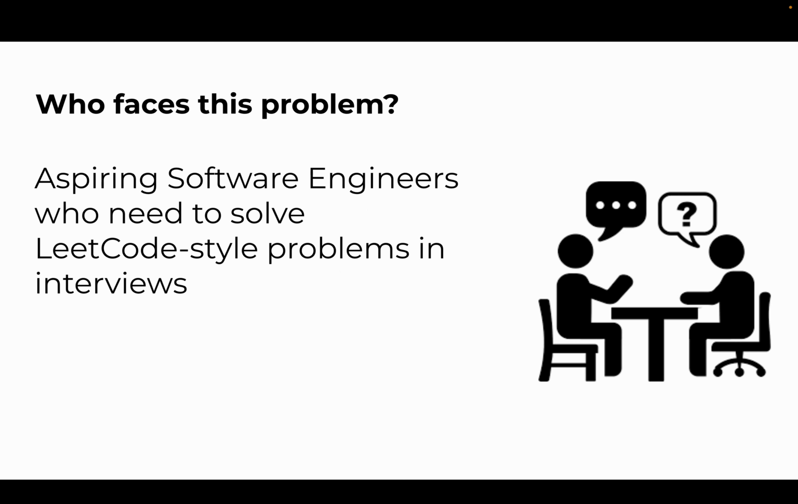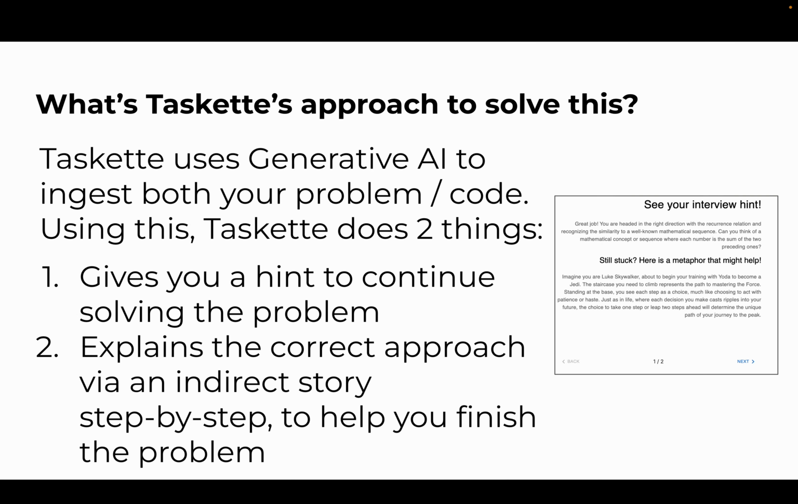The people that face this problem are aspiring software engineers who need to solve these kinds of problems in a flexible manner in order to do well in technical interviews. So Taskette helps these people by using generative AI to take in both their problem and their current code. Using this, Taskette will do two things. Firstly, it will generate a hint for the user to help them continue solving the problem that they're working on. This gives them guidance, much like they would receive in an actual interview.